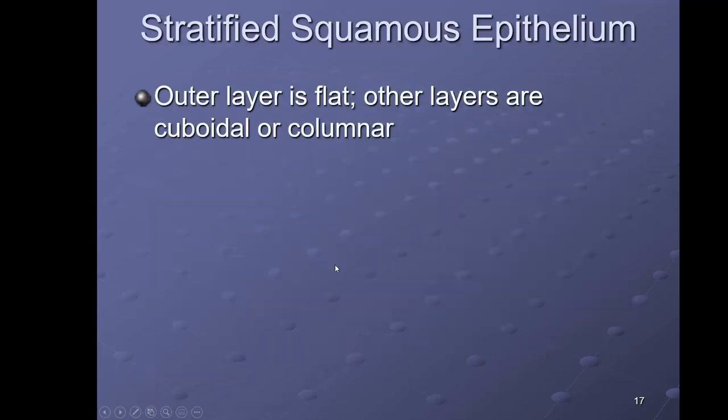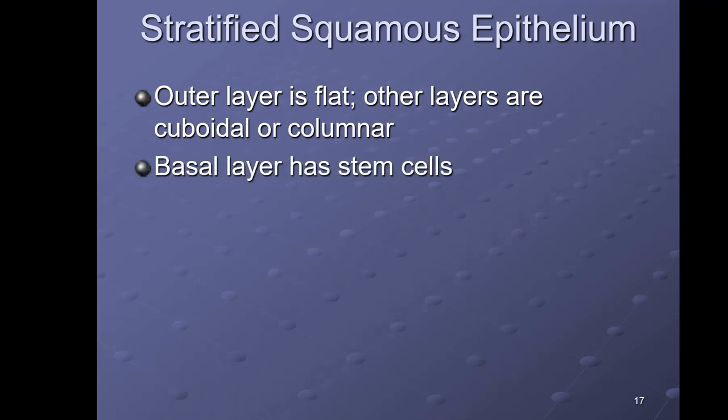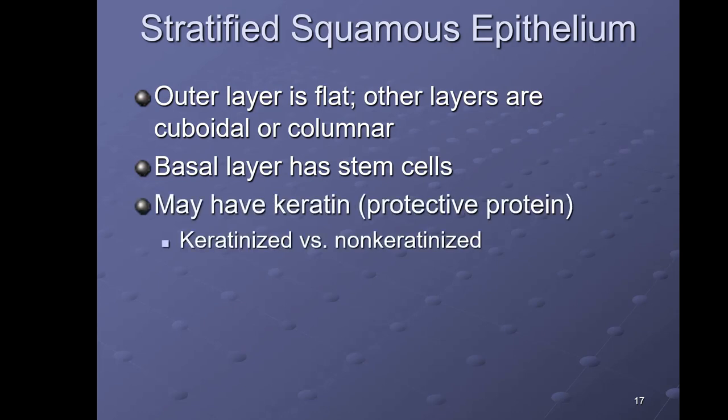All right, so stratified squamous. So multiple layers with the outer layer flat. The basal layer has stem cells, and what stem cells do is rapidly divide. So what you're going to see, and this is a great example of this, is the skin, and we do have a couple of other places in the body.